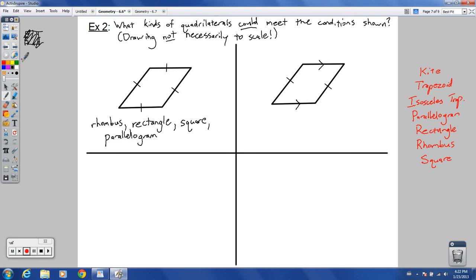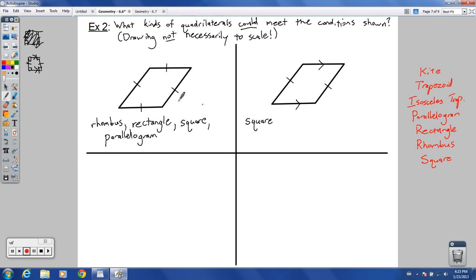If I drew the picture like this instead, I'm trying to make it look like a square. Could that be a square? I would say yeah, because that could be the same right there and there and there and there. They all could be 90. These two sides right here could be parallel, and these could also be congruent. So I could add that, and everything still holds true in the picture. That's not an impossible picture. So this one, I would say square definitely holds.